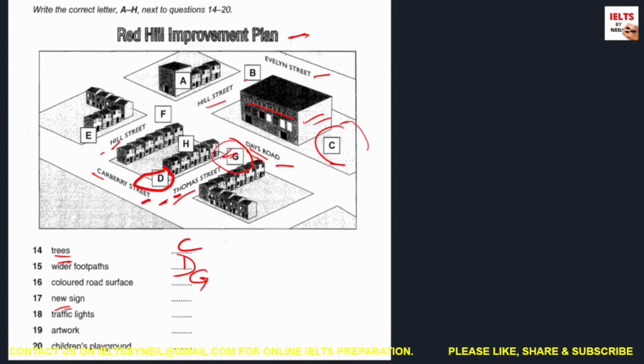A keep clear sign will be erected, which means it will be put at the junction. Junction means where two streets meet, of Evelyn Street and Hill Street. So let's find the junction of Evelyn Street and Hill Street. It's here, B. Evelyn Street is this one, Hill Street is this one, and that is the junction. So the new sign will be placed here. So the new sign would be B.